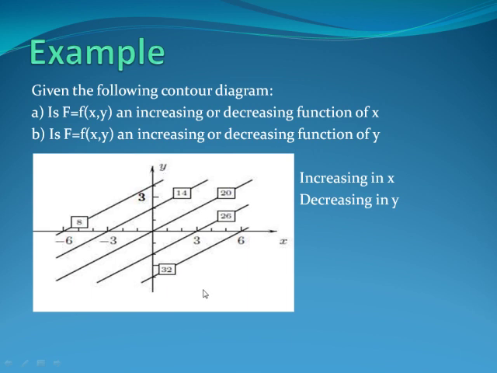So we want to pick a value of x, fix it, and see what happens to the values. If we take x equals 1 and move upwards as y increases, we have 32, then we hit the 26 line, then the 20, then the 14, then the 8. So what we see here is that our f values are decreasing as y is increasing. So our function is a decreasing function in y. Here, that's how you're going to interpret whether functions are increasing or decreasing. This will become important later when we calculate something called partial derivatives.